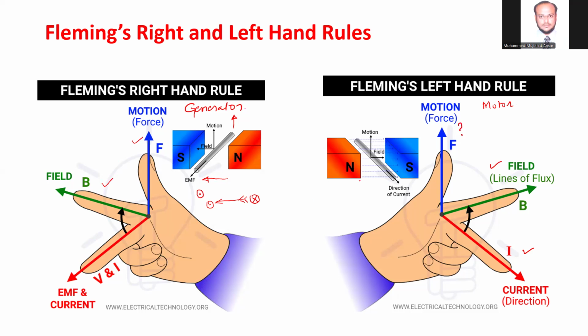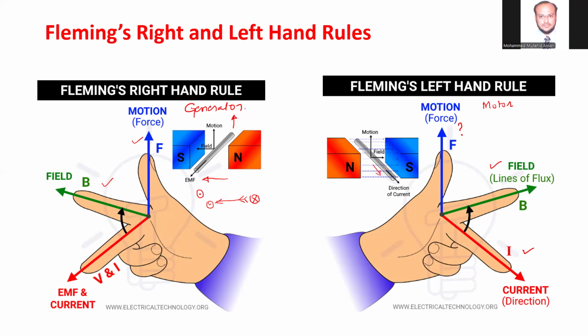Now, if you stretch the fingers in such a way that your first finger shows the direction of magnetic flux as usual, the second finger shows the direction of current in the conductor. So whenever a current carrying conductor is placed in a magnetic field, it experiences a mechanical force whose direction is determined by Fleming's left hand rule. So this is the direction of current in the conductor, which is known to us.